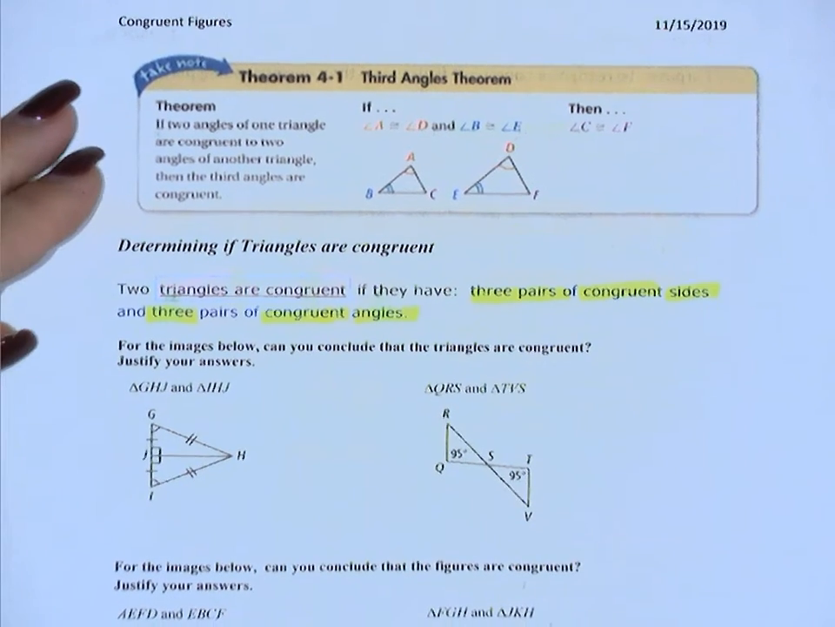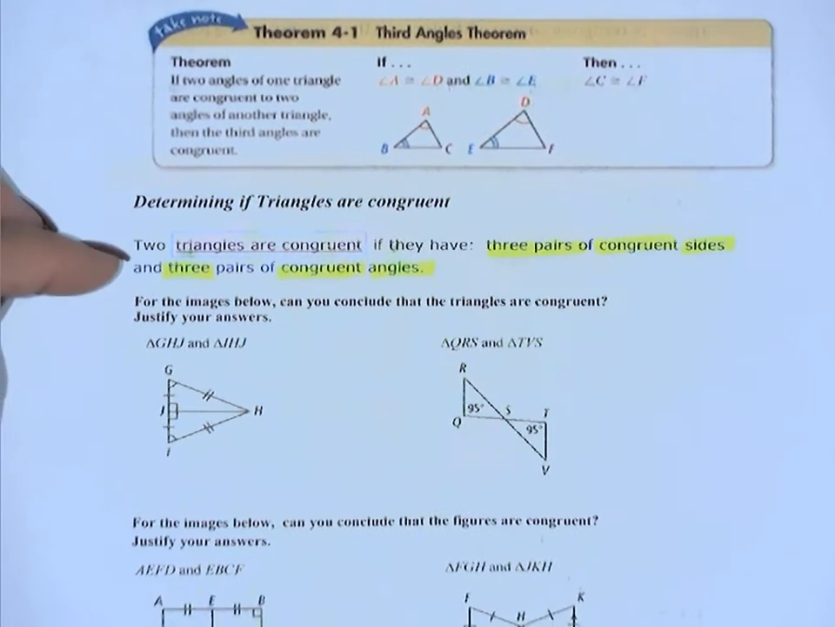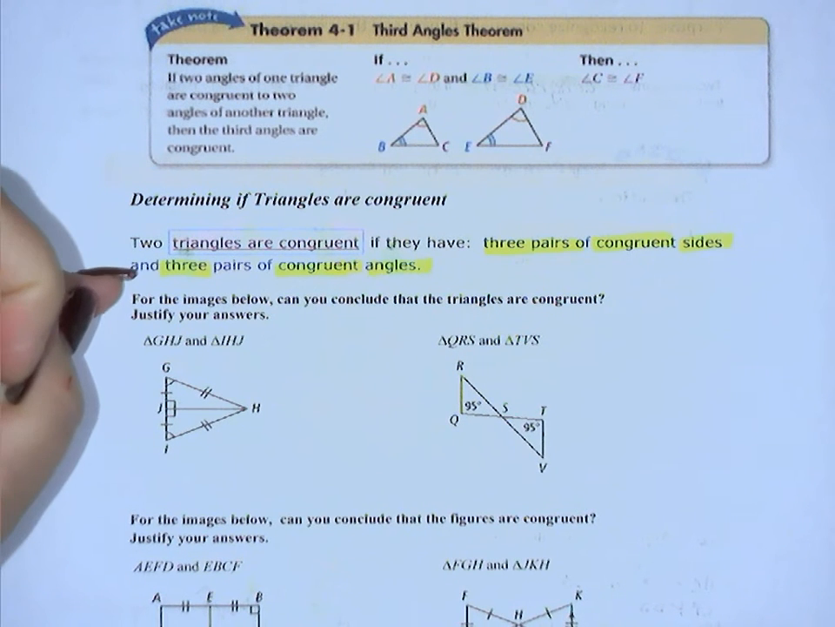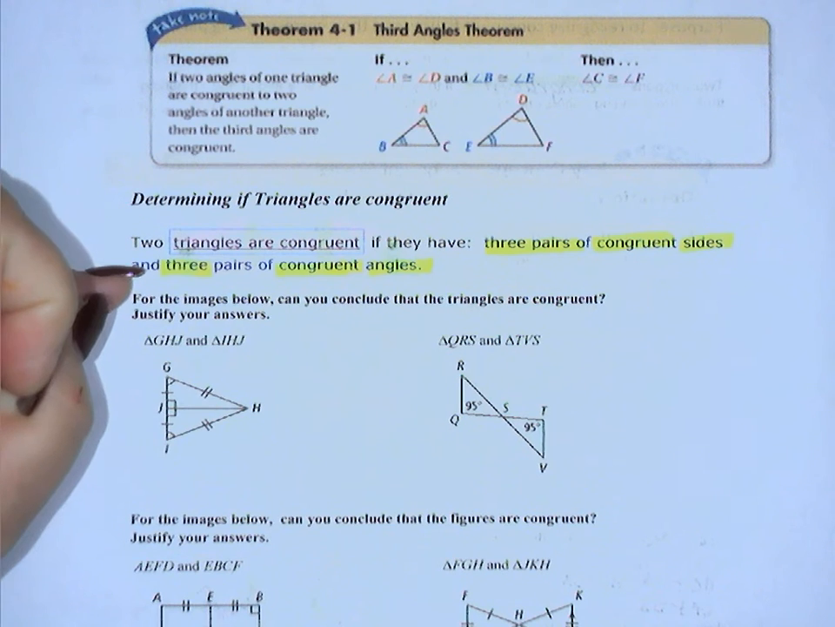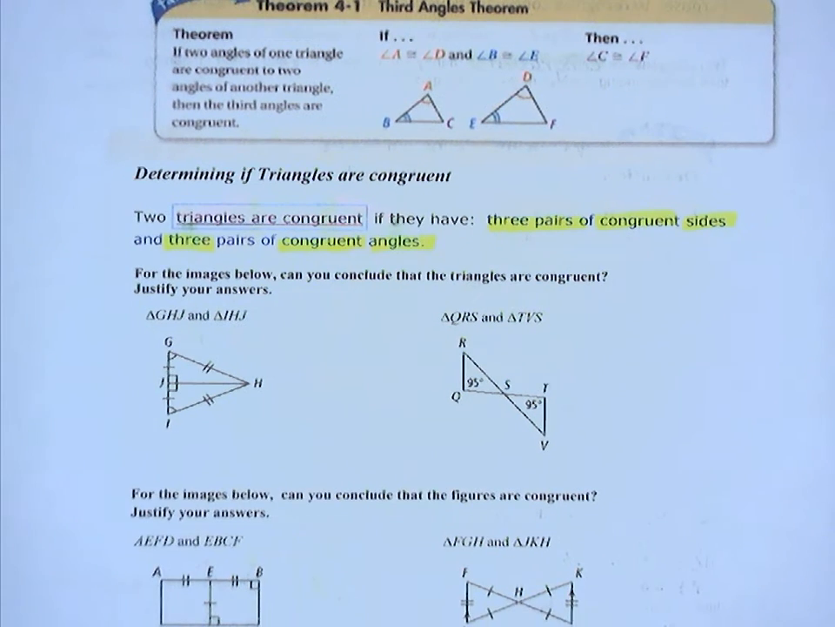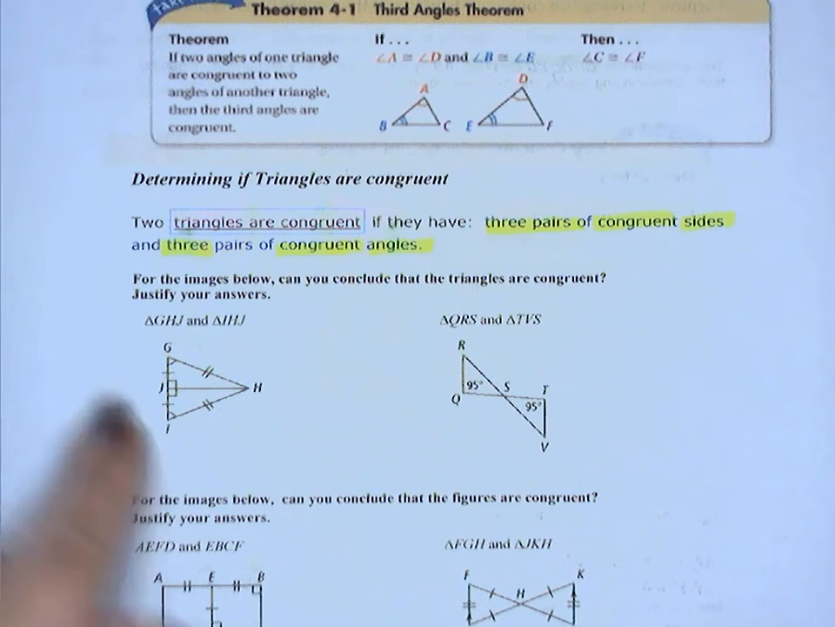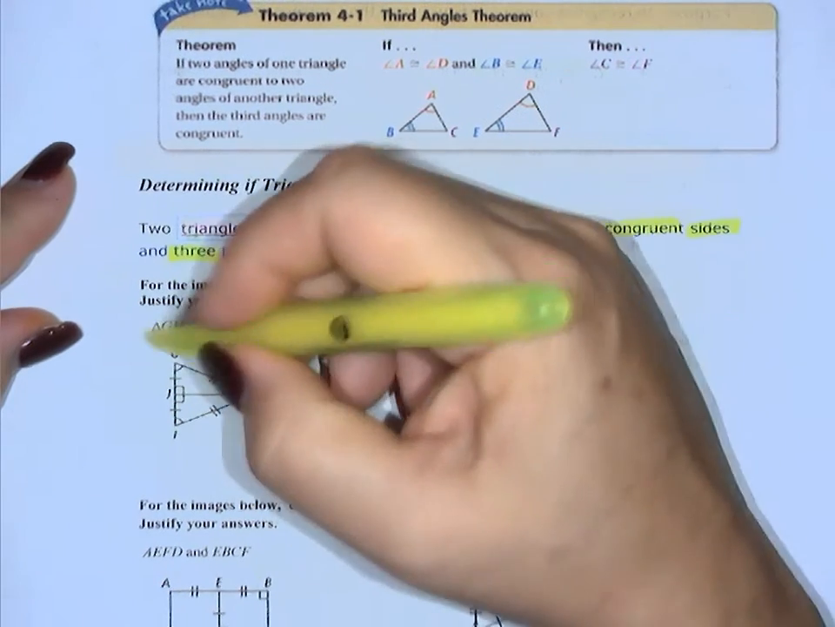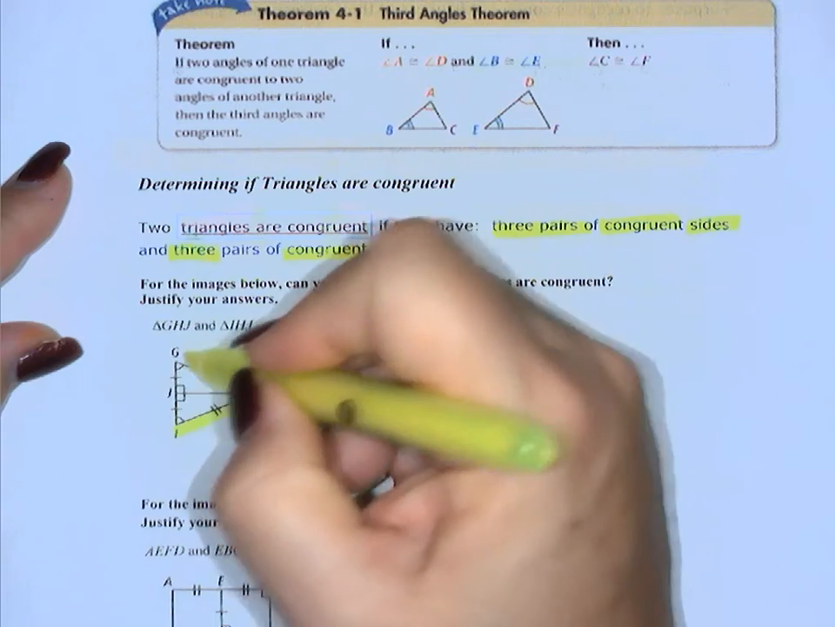So we're going to determine if two triangles are congruent. To determine if they are congruent, we have to make sure that we have 3 pairs of congruent sides and 3 pairs of congruent corresponding angles. All right? So 3 pairs of congruent sides and 3 pairs of congruent angles. Looking here at this first figure, I have to check, do I have corresponding congruent sides and angles? Let's start with the sides. This says that GH is congruent, so these are congruent because it's given.